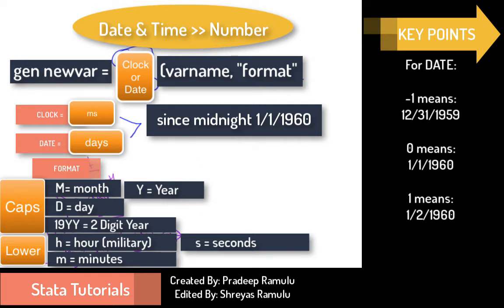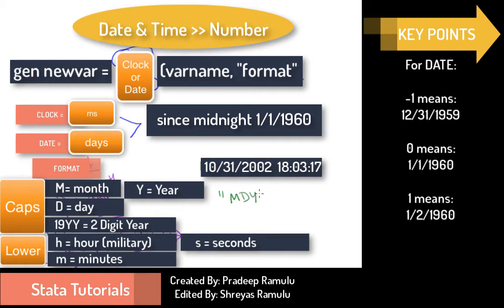So if you had a date, for example, which was October 31st, 2002, and there was a space, and then you had 18:03 and 17 seconds, then your format would be month, day, year, then small-case hours, minutes, seconds. Right. So let's show you how this works.